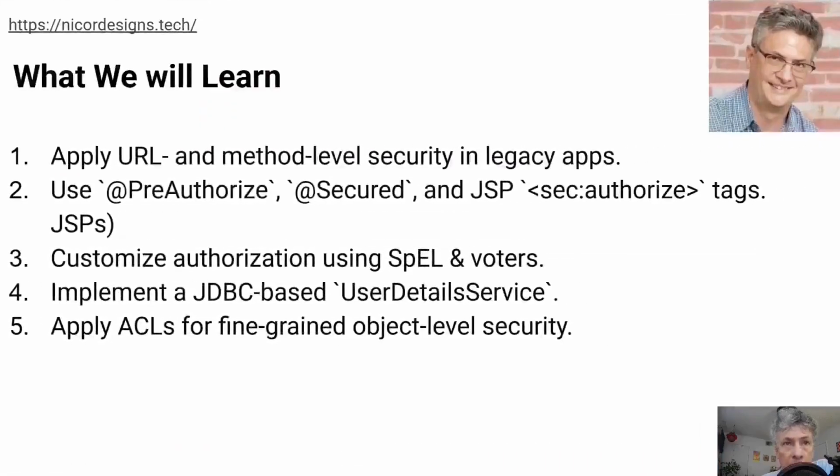Here's what we will learn. We will apply URL and method level security in a legacy app. We will use @PreAuthorize, @Secured, and JSP sec:authorize tags. We will customize our authorization using SpEL and voters. We will implement a JDBC-based UserDetailsService, and we will apply access control levels for fine-grained object level security.